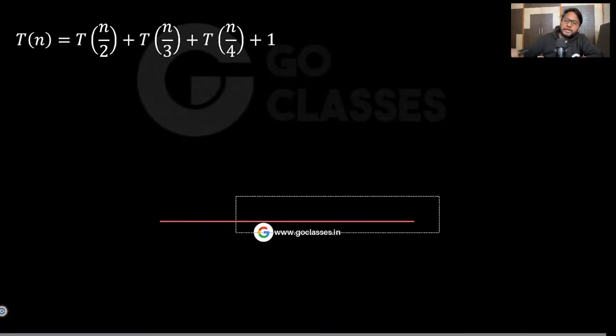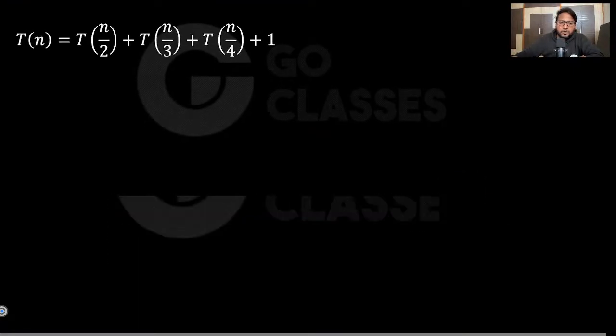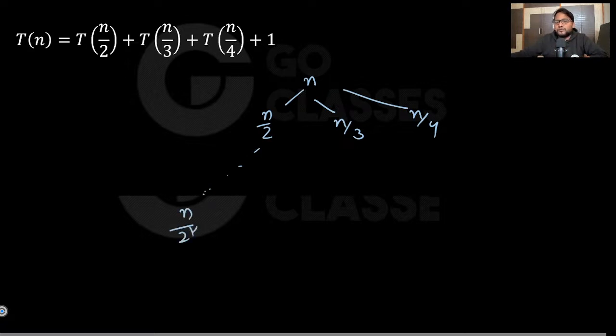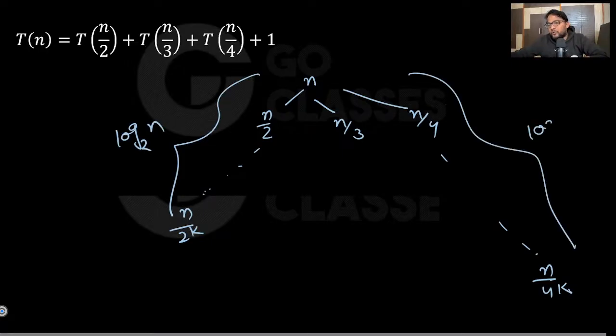So see here, the multiple branches are there, but don't worry about this. You can say that this is n, which you are dividing into n by 2, n by 3, and then n by 4. So this is the branch which will terminate early. This is the branch which will terminate last. So can you tell me what are the levels here? Log base 2 n, what are the levels here? Log base 4 n, right?